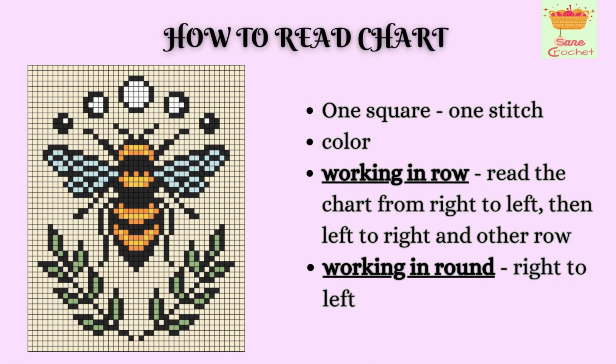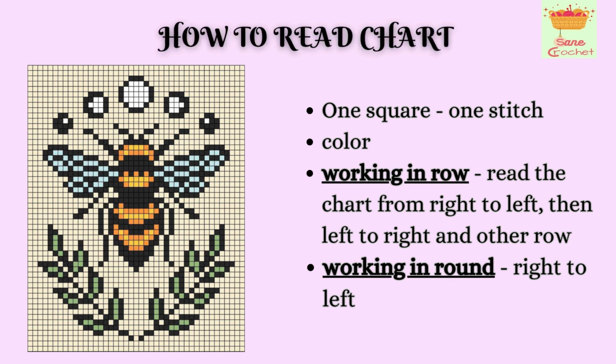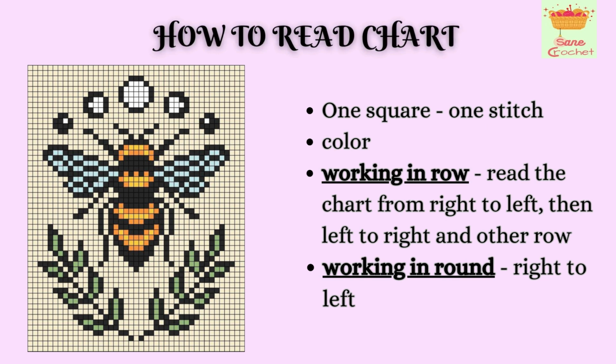Now we will see how to read this grid or chart of tapestry crochet. In this grid sheet, every single square is equal to 1 stitch. Calculate the number of squares given in this grid sheet and do your stitches. The colors on the chart represent the color work.